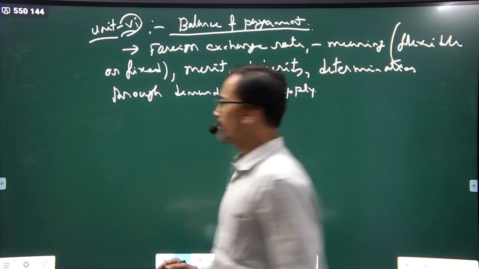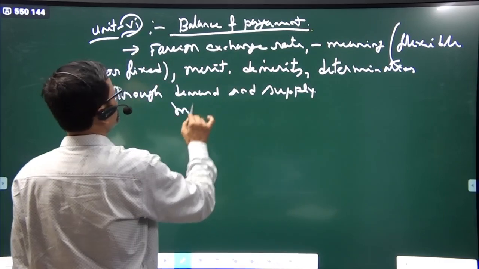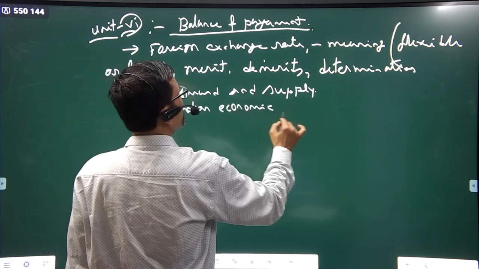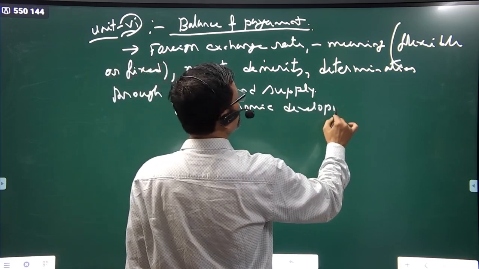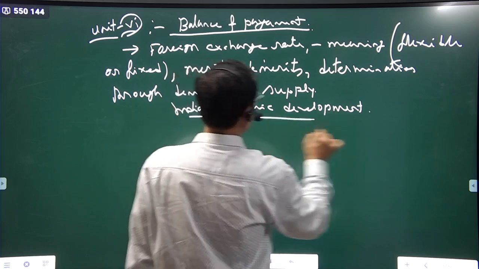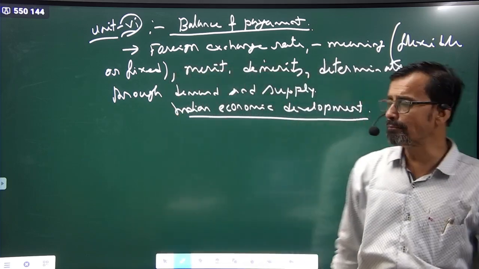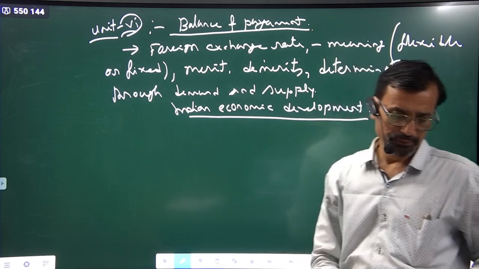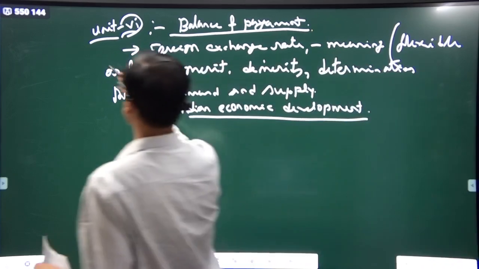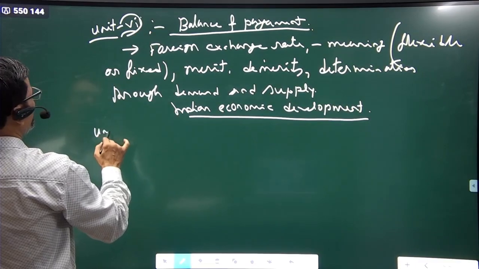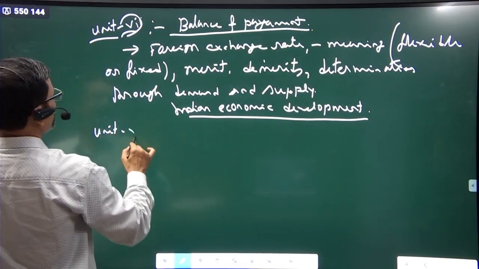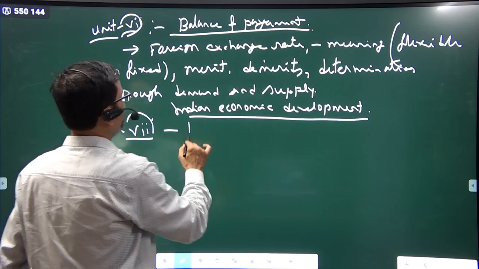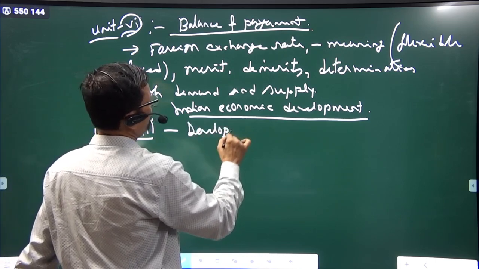Now, Indian economic development. Next, come to Indian economic development. This is another important area from where questions are supposed to be asked in your CUET exams. So here continue Unit 7 and Unit 8, development experience.